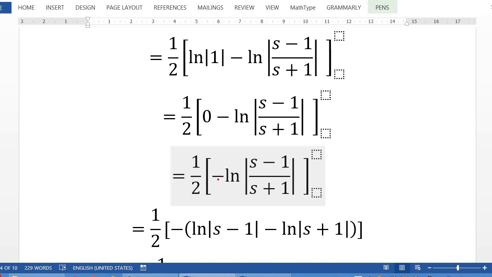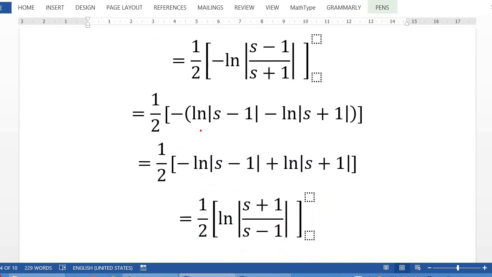So we expand back the ln here. So this becomes minus, the bracket, ln (S minus 1) minus ln (S plus 1). So expand the negative in. So this becomes plus. Then we combine back, this becomes ln (S plus 1) over (S minus 1). Hence, this is the result for the Laplace transform of hyperbolic sin t over t.